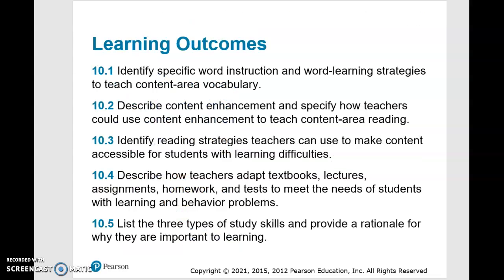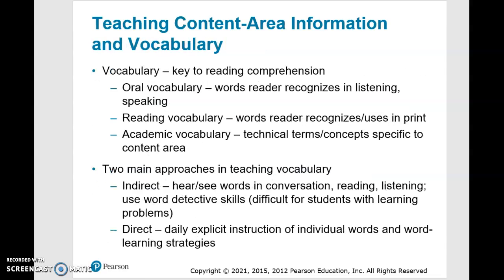Okay, so here are our outcomes. Of course, there are plenty of them as always. So thinking about teaching content area information and vocabulary, thinking about science, social studies, math even, right? There's a lot of vocabulary in math, which we will cover in chapter 11. But vocabulary, if you think about it, it's really the key to reading comprehension. So students who come to you with poor vocabularies might struggle more with comprehension at the beginning until you can explicitly teach them some vocabulary and some content area vocabulary.